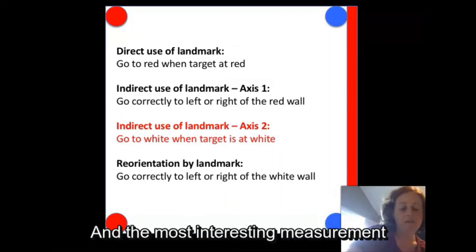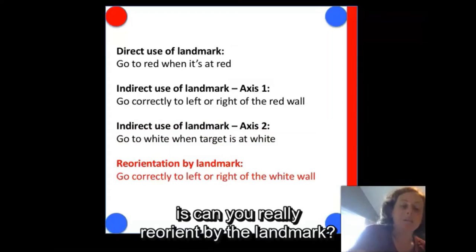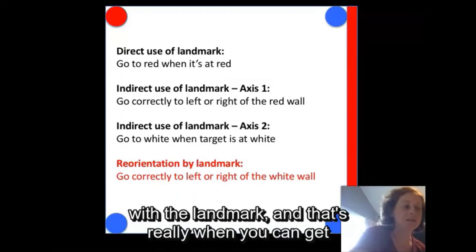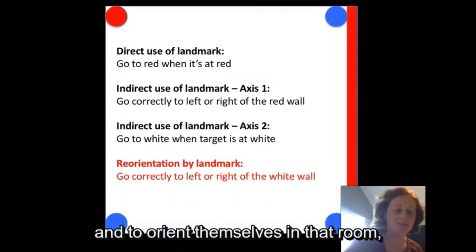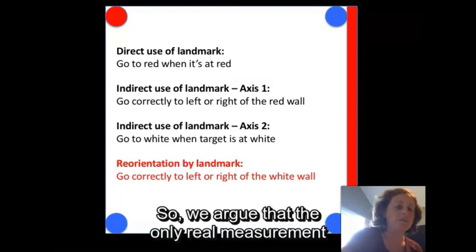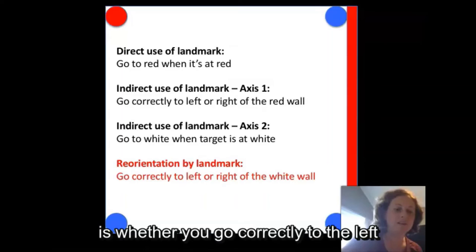And the most interesting measurement that I'm going to focus on today is, can you really reorient by the landmark? It's only when the hiding location is at one of the two all-white corners that children really have lost visual contact with the landmark, and that's really when you can get a sense of, are they using the landmark to set up a global sense of the space and to orient themselves in that room? Or are they just sort of careening towards a corner that's the intersection of two white walls? So we argue that the only real measurement that shows you real reorientation is whether you go correctly to the left or right sides of the white wall.